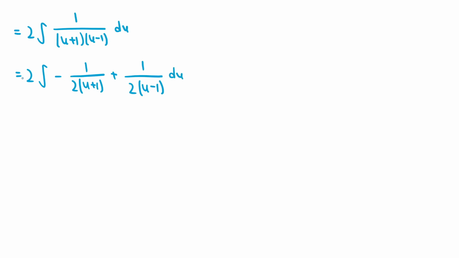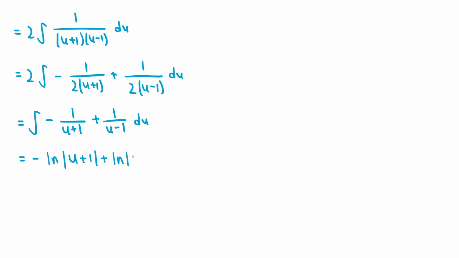If we multiply the constant of 2 back into the integrand, we end up with the integral of negative 1 over u plus 1 plus 1 over u minus 1 du. We can integrate this term by term, and the integral of negative 1 over u plus 1 is negative ln of the absolute value of u plus 1, and the integral of 1 over u minus 1 is ln of the absolute value of u minus 1, and we need to add the constant of integration c. So this becomes negative ln of the absolute value of u plus 1 plus ln of the absolute value of u minus 1 plus c.